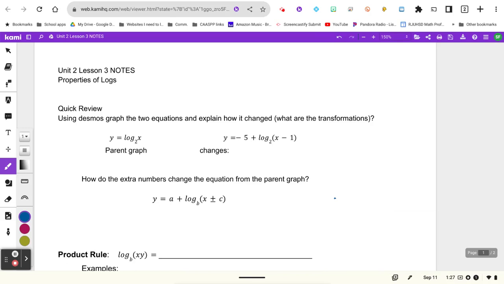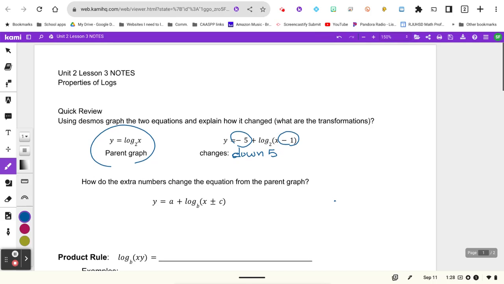So if you remember from Unit 2, we were doing graphing. Quick review, we have our parent graph over here. Now, how does this change? This number out in front without the log is going to tell you to go down 5. And this -1, when it's in the parentheses with the x, is always going to do the opposite. So instead of thinking it's going to go to the left one, it's actually going to go to the right one.